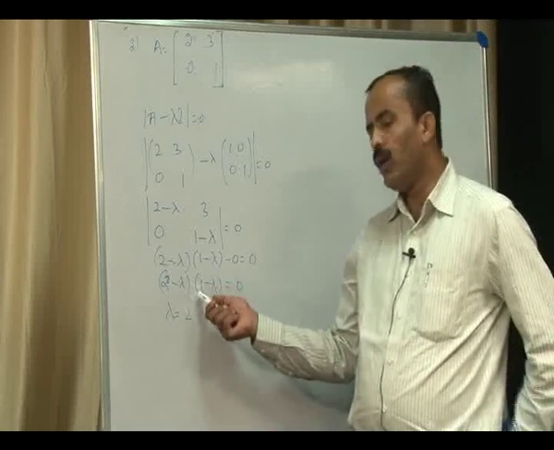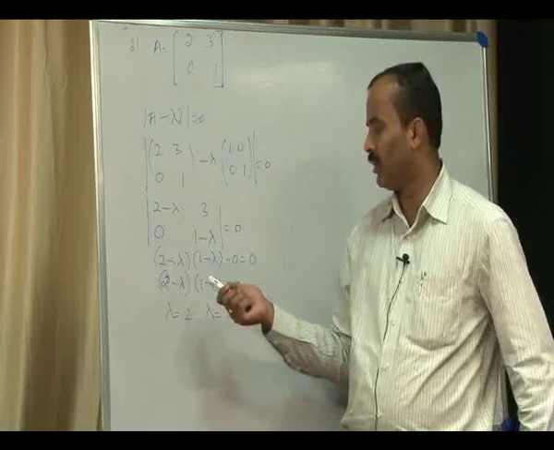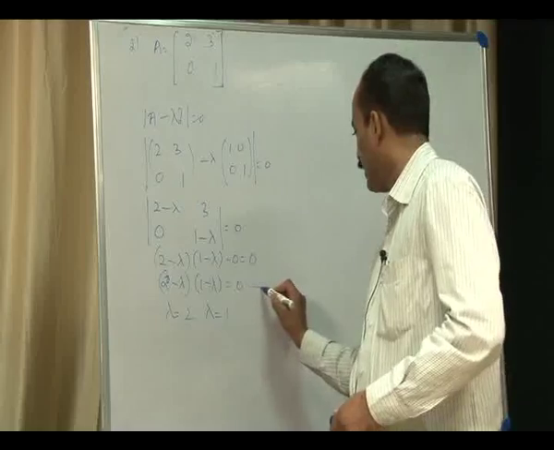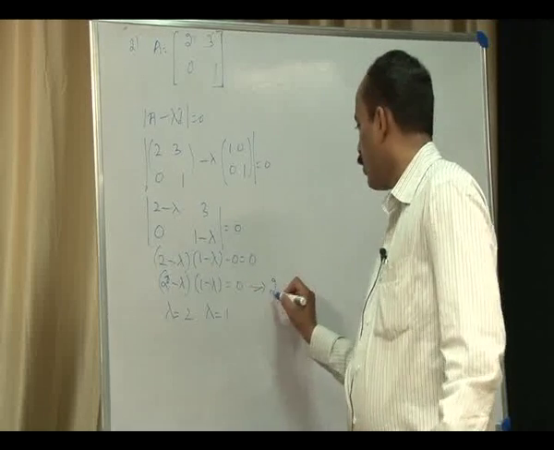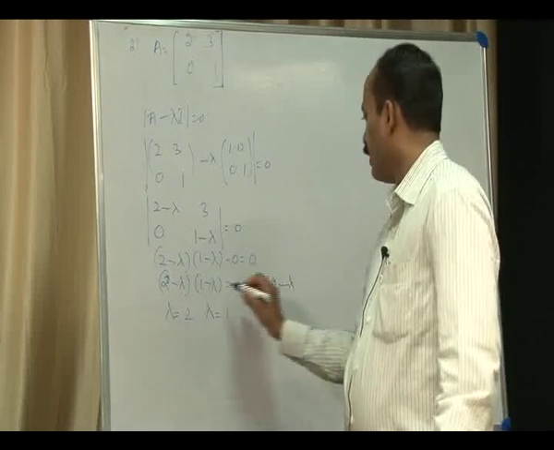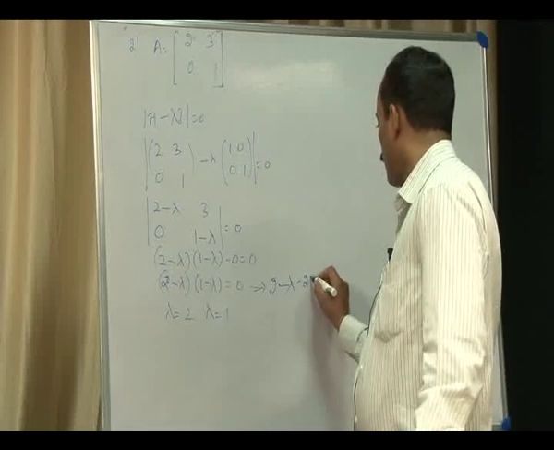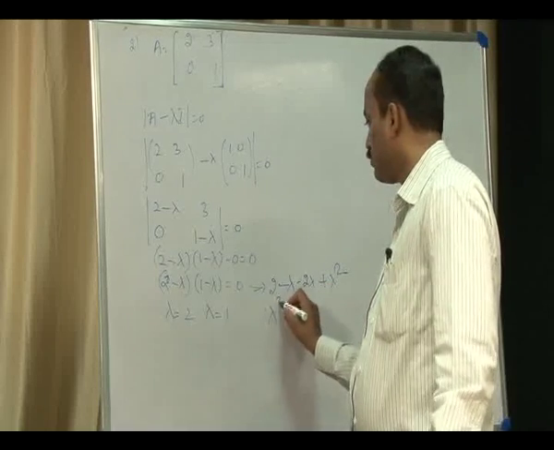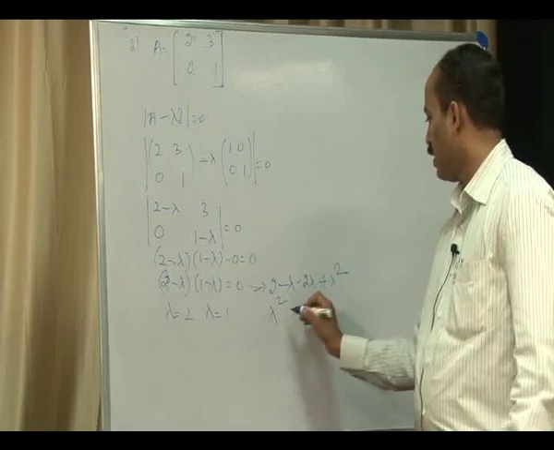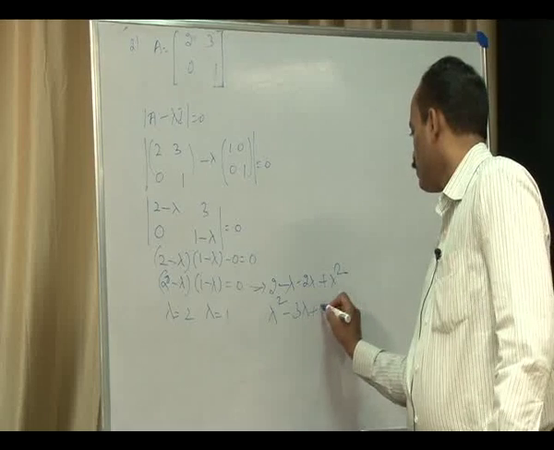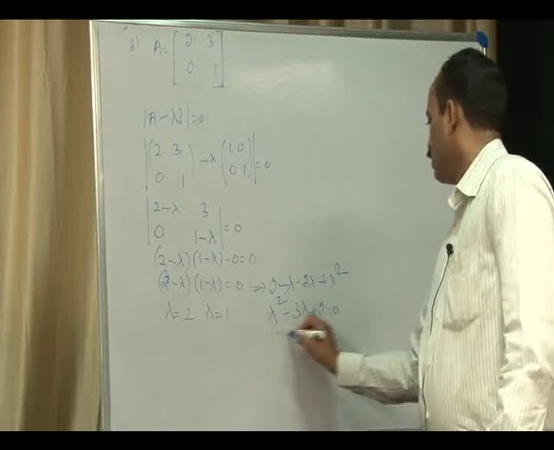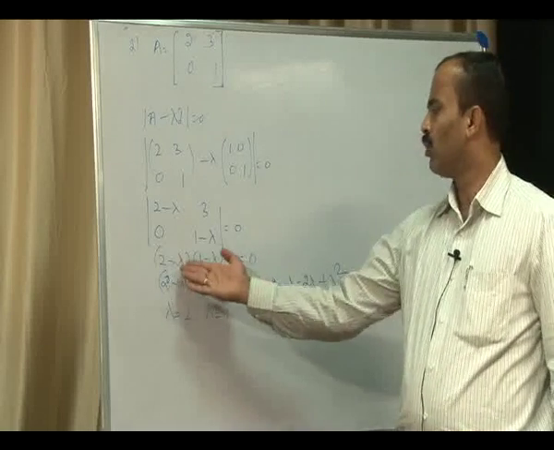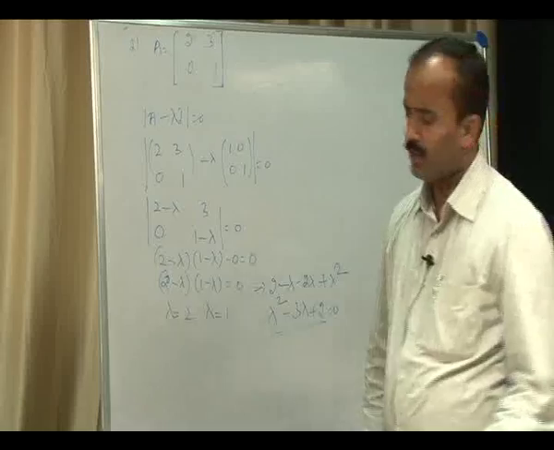Suppose if you want a characteristic equation, we can multiply these two. So, 1 into 2 is 2, minus 1 into lambda is minus lambda, next minus lambda into 2 is minus 2 lambda, minus lambda into minus lambda is plus lambda square. So, that equation becomes lambda square minus 3 lambda plus 2 is equal to 0. This is the characteristic equation, or we can directly say 2 minus lambda into 1 minus lambda is the characteristic equation.